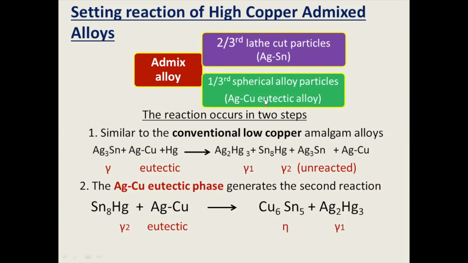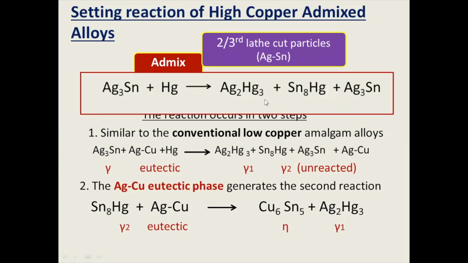If you see the first step, it is the same as the low copper amalgam alloy reaction. Here this is our low copper reaction and this is our admixed high copper alloy. The only difference between the 2 reactions is that the eutectic alloy, silver copper, is added here. So the reaction will be similar when the mercury is triturated with the silver alloy powder.